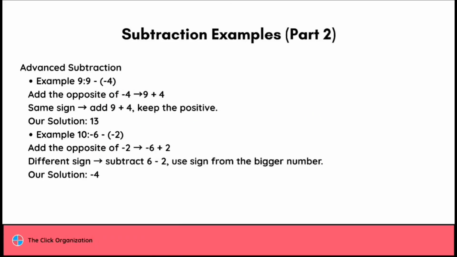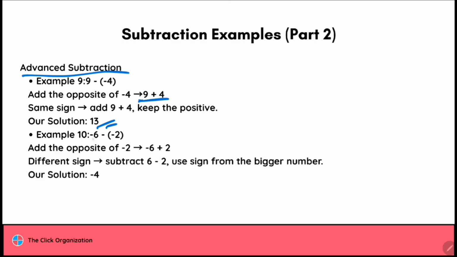Let's take a look at some advanced subtraction problems. Example number 9 says 9 minus minus 4. In this case, add the opposite of minus 4, right? So the opposite of minus 4 would be a positive 4. So 9 plus 4 is 13. So the answer would be 13. Since in this question both the integers have the same sign, just simply add and keep the positive.